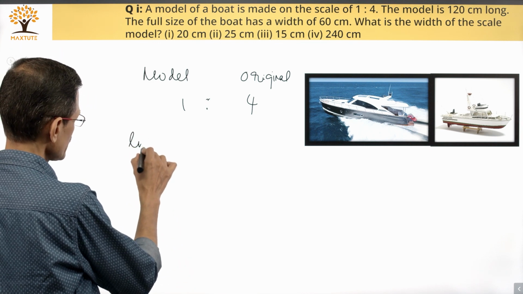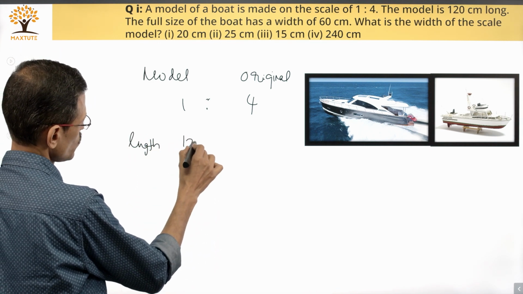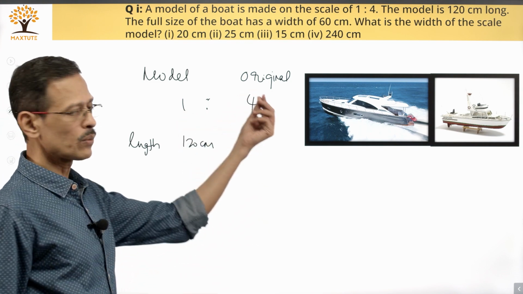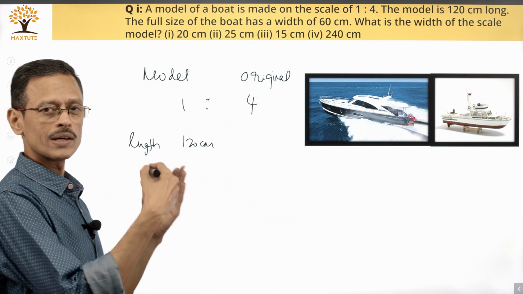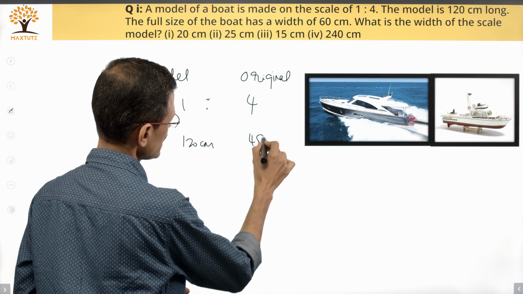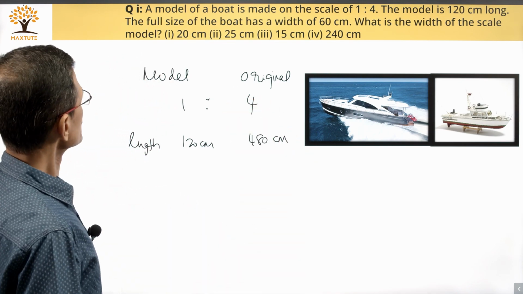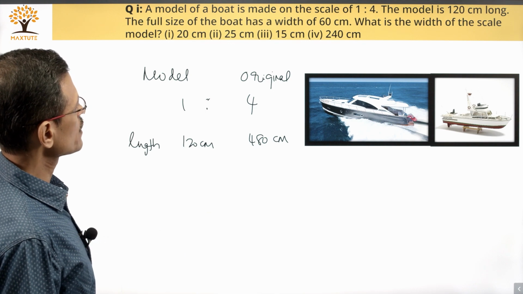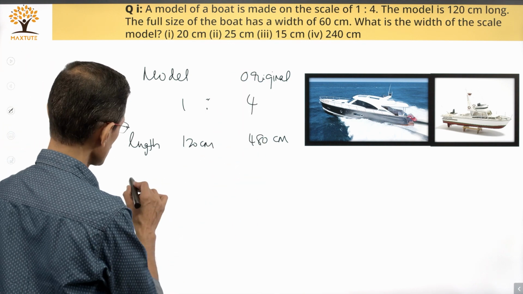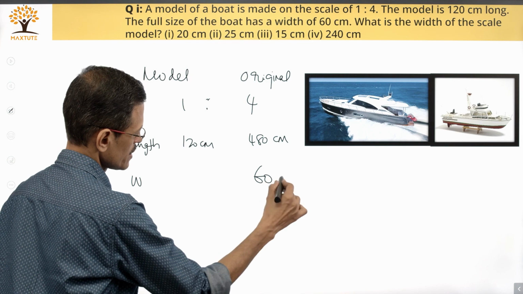In terms of the length, we know the model is 120 centimeters. So, quickly, what is going to be the original length? Original length is going to be 4 times that. Therefore, the length of the boat is actually equal to 480 centimeters. What else is given? The full size of the boat has a width of 60 centimeters. The original boat, the width is equal to 60 centimeters.